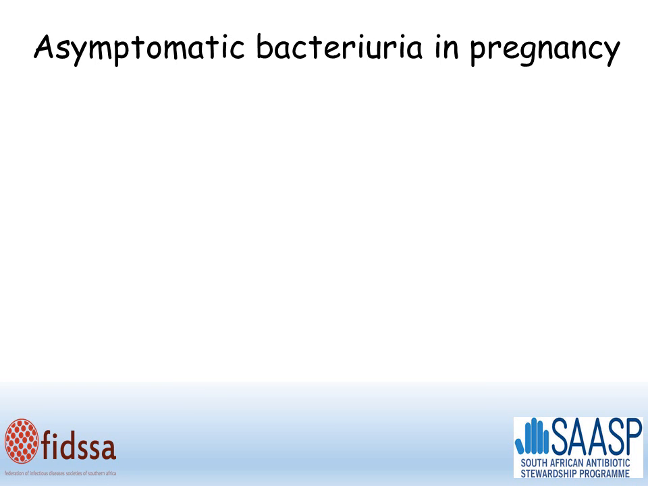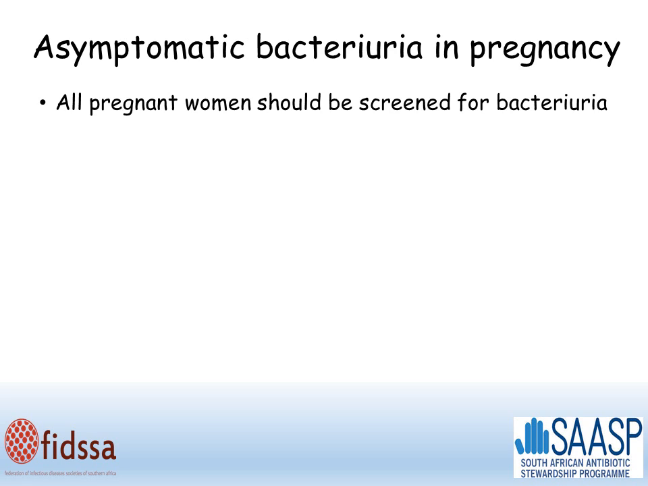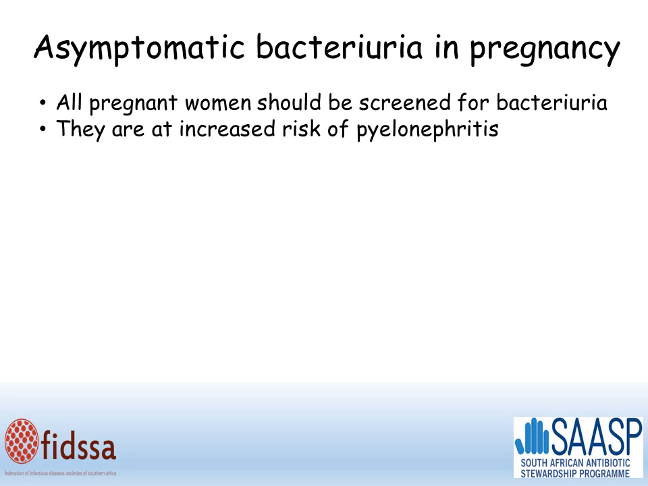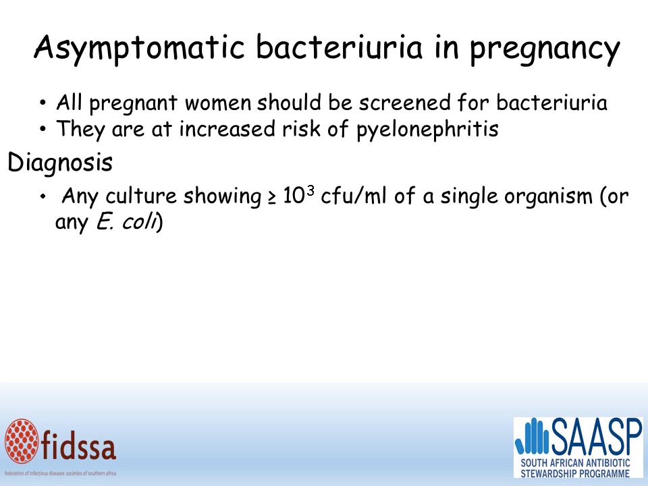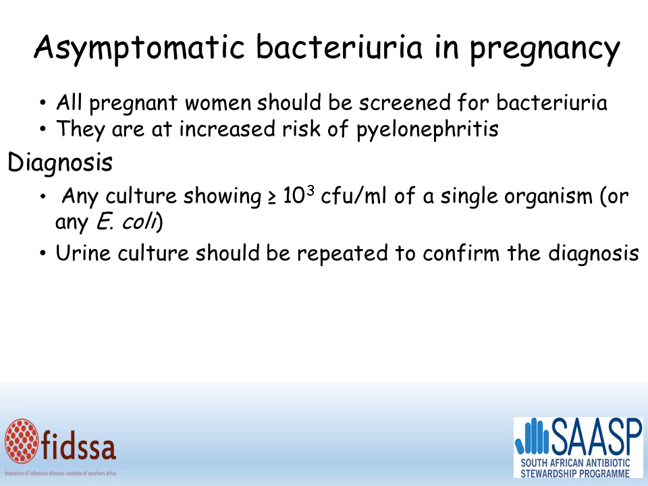Asymptomatic bacteriuria in pregnancy is a condition which requires special attention. All pregnant women should be screened for bacteriuria because they're at increased risk of pyelonephritis later in pregnancy. So to make the diagnosis, you perform a midstream urine, and any culture showing greater than 10³ CFUs per mil of a single organism or any E. coli is significant. Urine culture should be repeated to confirm the diagnosis.